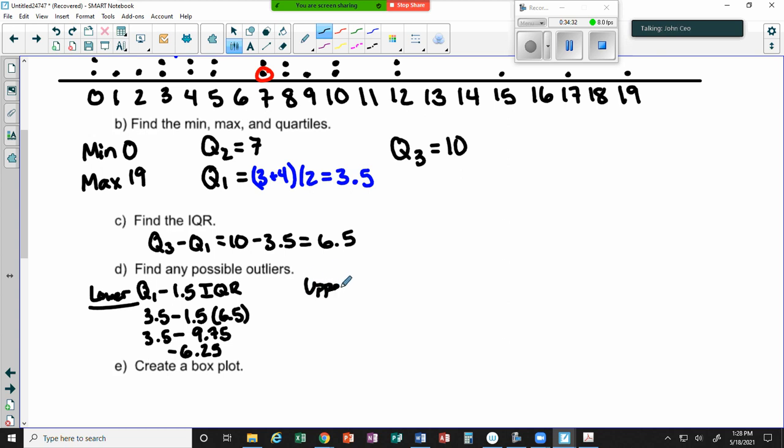Now to find my upper limit for the outliers, we do Q3 plus 1.5 times IQR. Well, we already know what 1.5 times IQR is, right? 9.75. So I add that to 10, and I get 19.75. So is there any outliers above that? No. So that means there's what? No outliers.